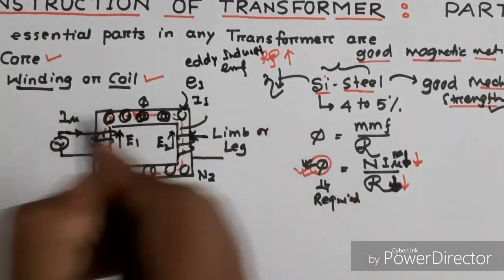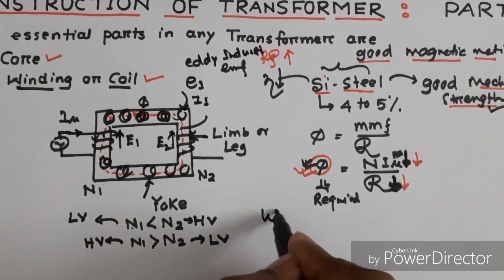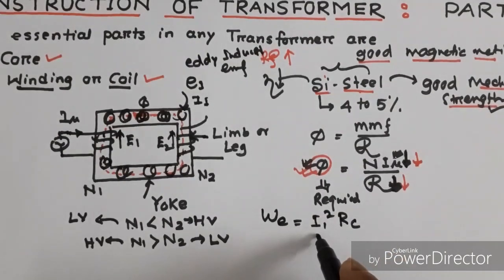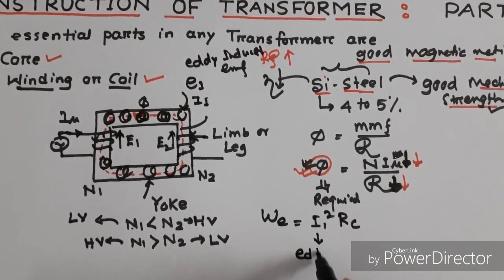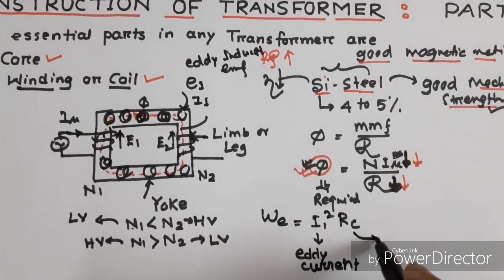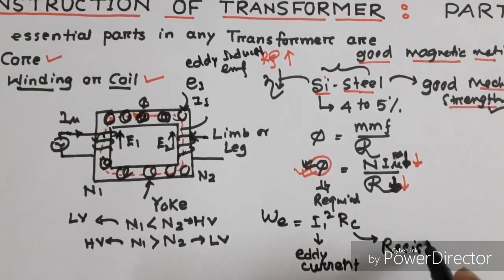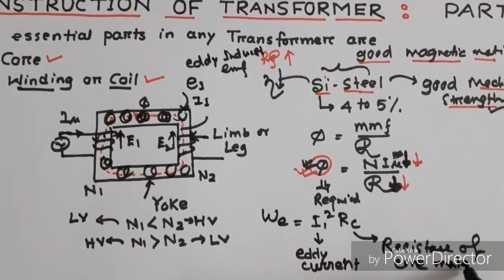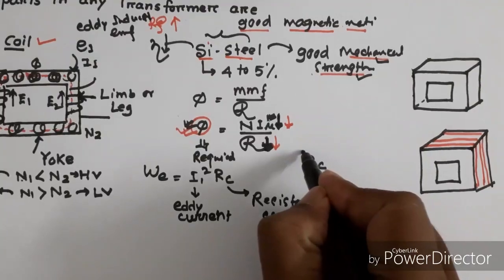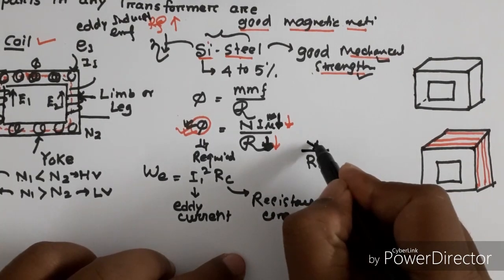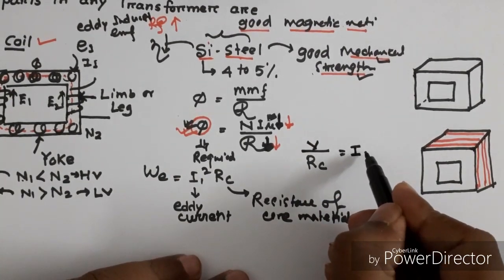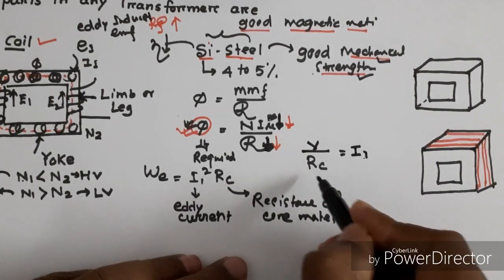Okay, eddy current loss, we can say eddy current loss W_e equals I_e squared into R_c. What is I_e? That is equal to the eddy current. R_c is the resistance of the core material. V by R_c, voltage by resistance, equals the current. Eddy current equals voltage by resistance of the core material.